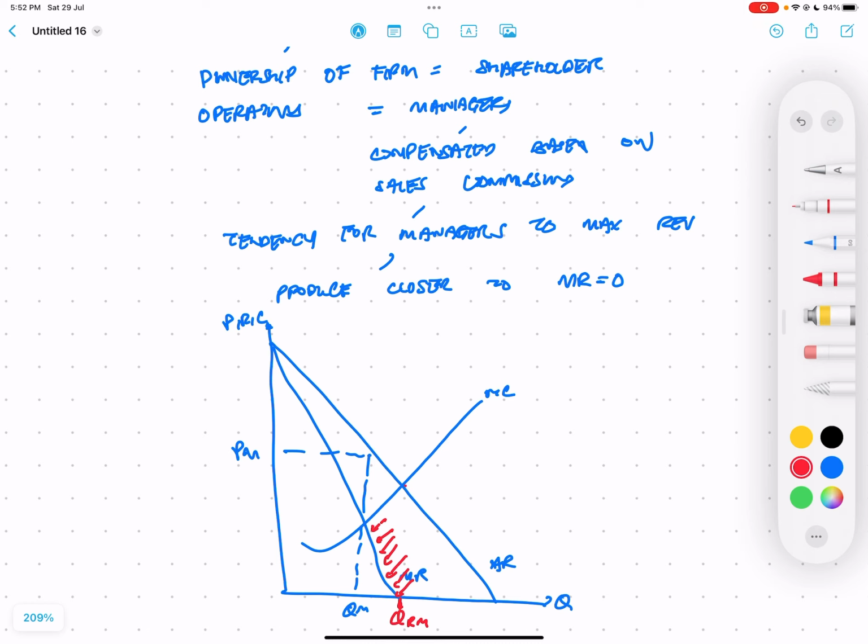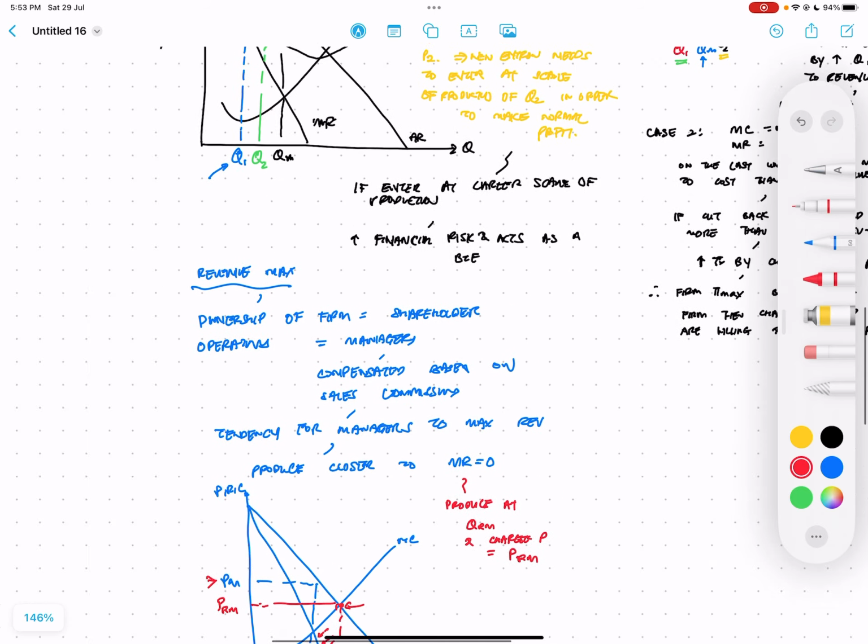And then the price we charge is here. It's just a coincidence that I'm intersecting the MC, okay? But otherwise, you can put P revenue max. Yeah, P revenue max. This is a coincidence that it's here. But if that's the case, then you'll produce at Q revenue max and charge a price equal to P revenue max instead of where PM and QM are. So that's the other case, which is the revenue max case.